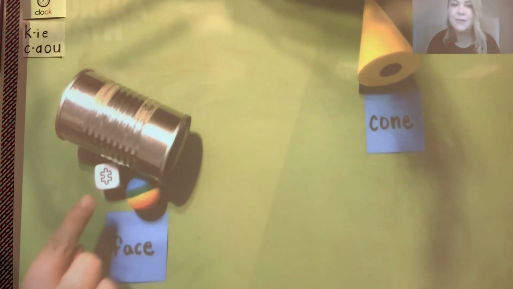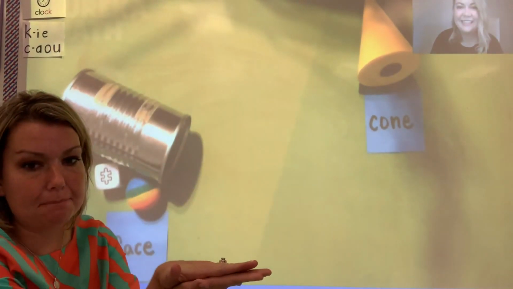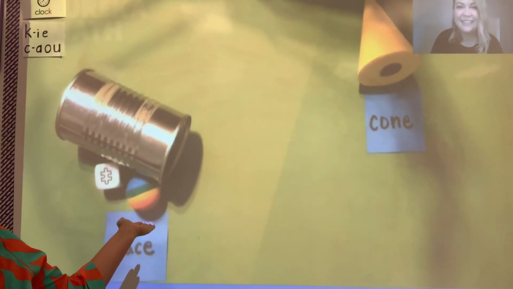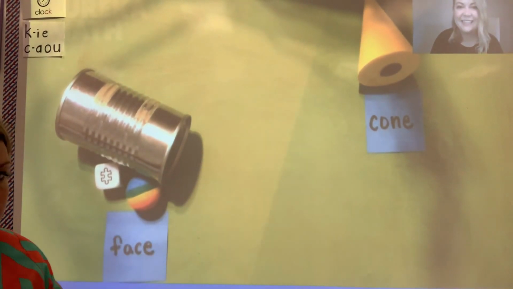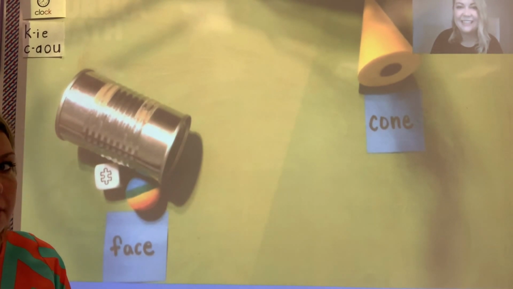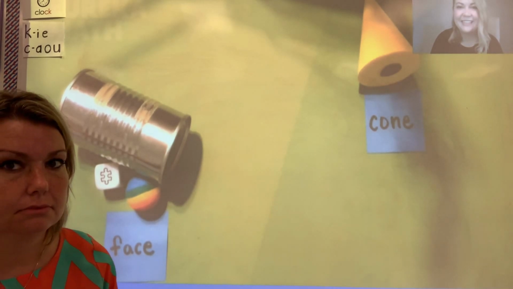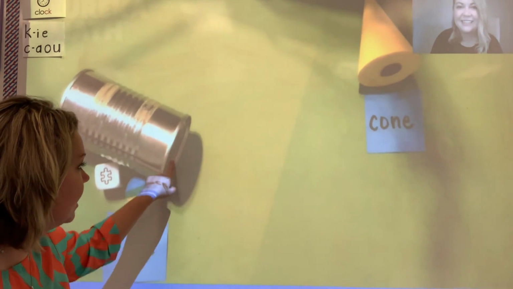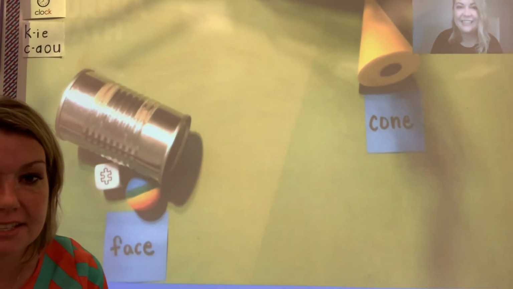Let's look at another shape. Do you see any other shapes that have a face or faces? Let's think. Remember, the face is the flat part of the shape. So, do you see any other pieces that might have a face? Nicole, tell me one of the objects. The can. The can has a flat part that might have a face. Okay.